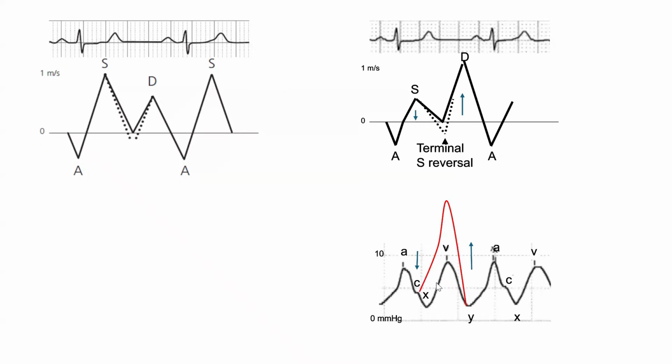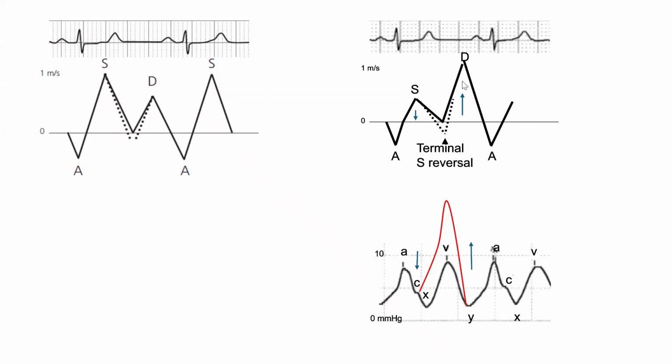So what happens when you have a big V wave? You will lift up the X descent and you will deepen the Y descent. That's often the case. High LA pressure, you have a big V wave, a flattened X descent that is pulled by the V wave, and a deeper Y descent. So how does this translate on the pulmonary vein? You will have a flattened X, meaning flattened S, S being X, and you'll have a deepened Y, therefore a big D wave.